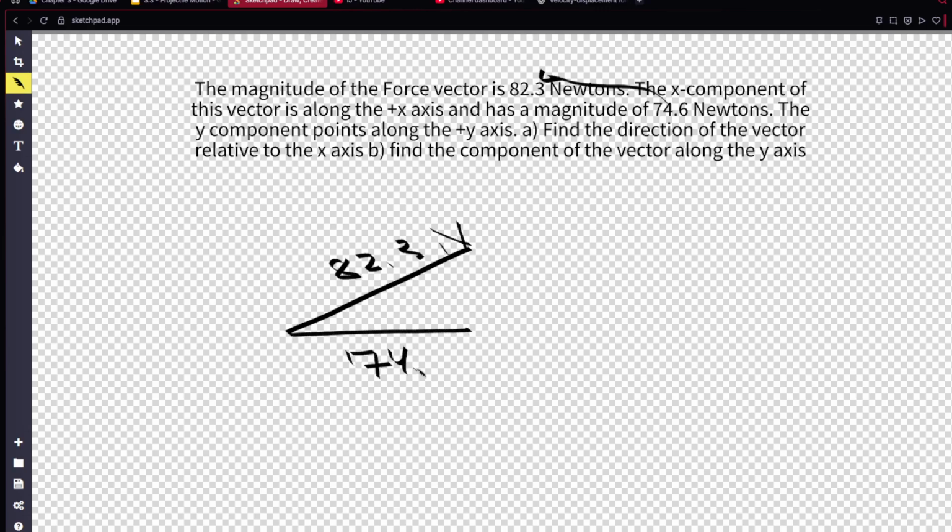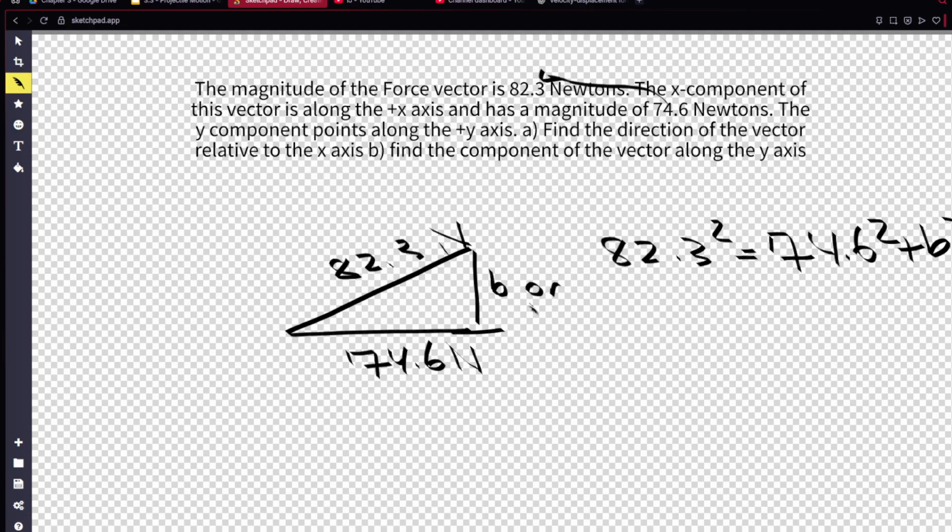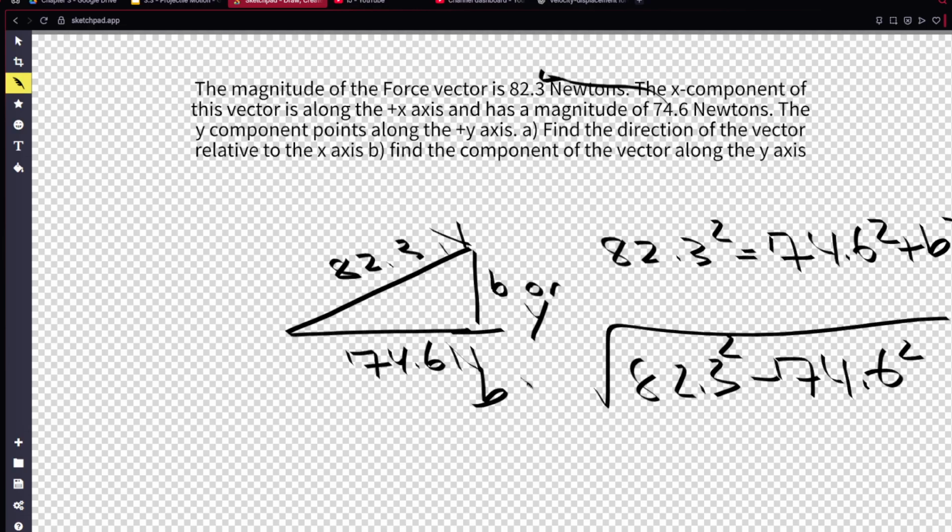So what are we given here? We're given the x component, not the x-axis, and we're given the magnitude. Guess what we could apply here? Remember, the magnitude is always just the Pythagorean theorem. 82.3 squared is equal to 74.6 squared plus b squared. You could say y squared here, but I'll just put b. It's the same thing, b or y. So then we could just solve this by doing 82.3 squared minus 74.6 squared, and then square root it. That's what b is equal to.